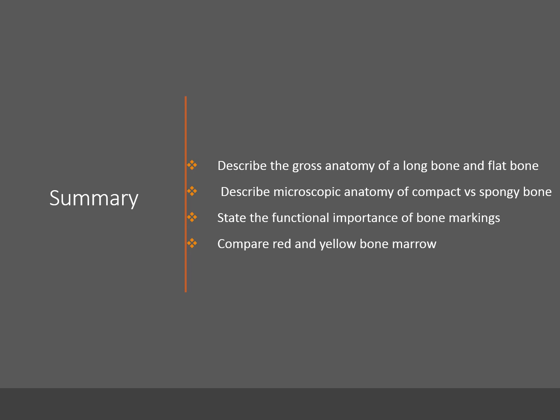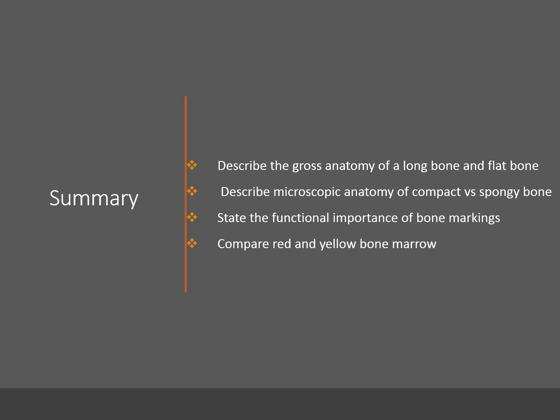Remember, your flat bones don't have any of that. It's little more than a bit of spongy bone that is sandwiched between 2 layers of compact bone. The compact bone is covered by periosteum, and then internally you have endosteum as well.